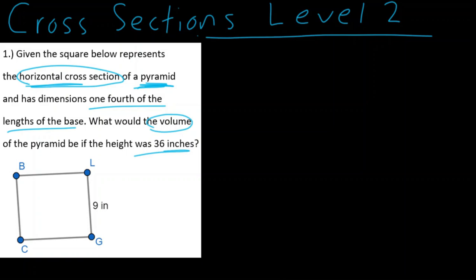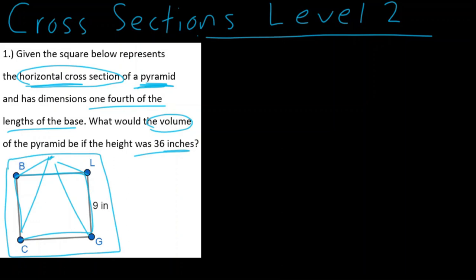Now, let's start talking through this. We're saying this is a part of a pyramid. However, it's not the base. The base is going to be down even lower on the pyramid, and it's going to be even larger than this little section that we see. So when it says that this horizontal cross section has dimensions 1/4 of the length of the base, we're saying that 9 is 1/4 the length of the base.